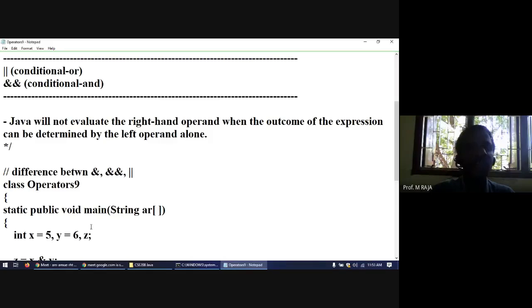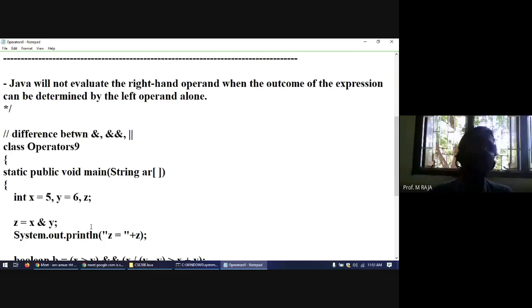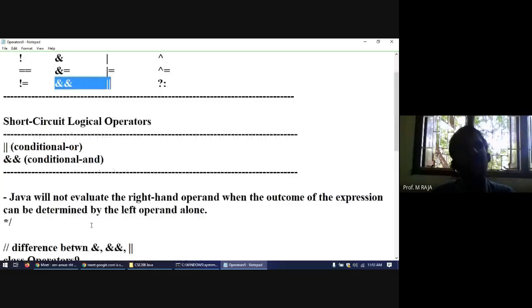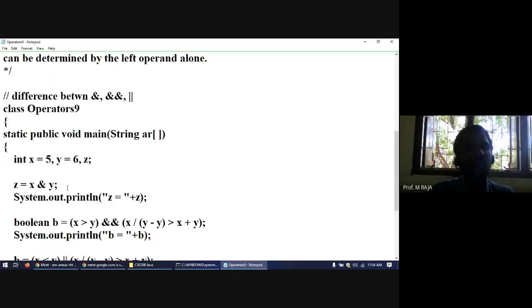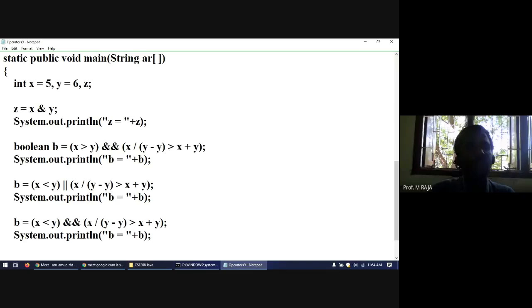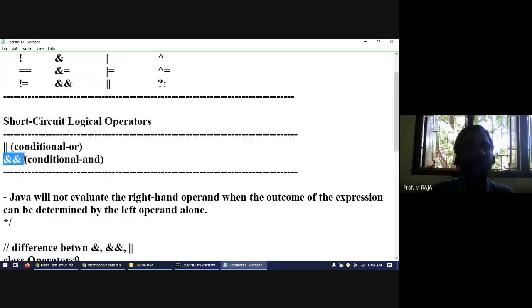In the case of conditional AND and conditional OR, based on the evaluation of one operand, the left hand operand, if the left hand operand alone can determine the value of that Boolean logical expression, the right hand operand will not be evaluated. That is a special feature of these short circuit logical operators, conditional AND and conditional OR. Just have a look at these lines of code so that you can easily understand the purpose of conditional AND and conditional OR.